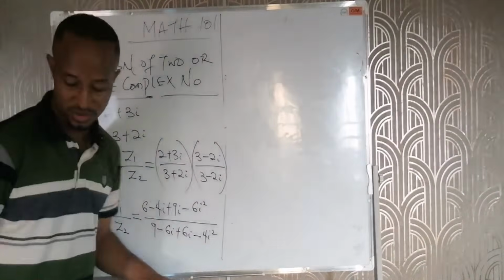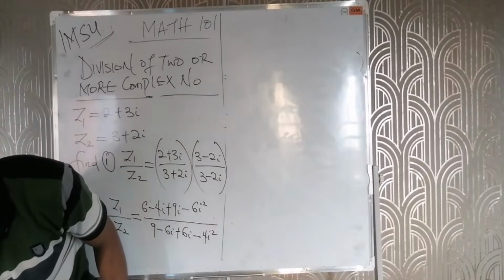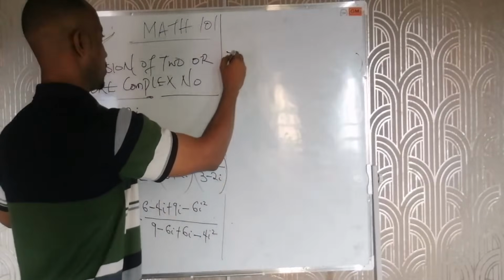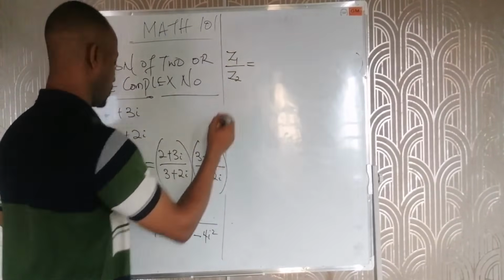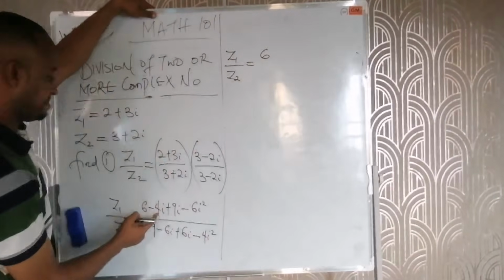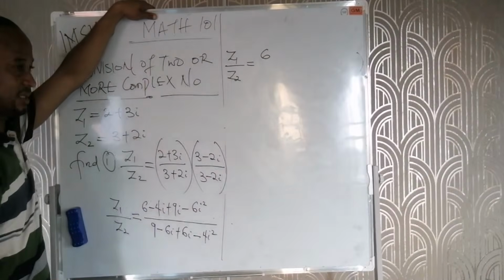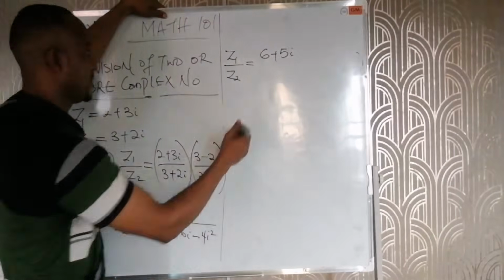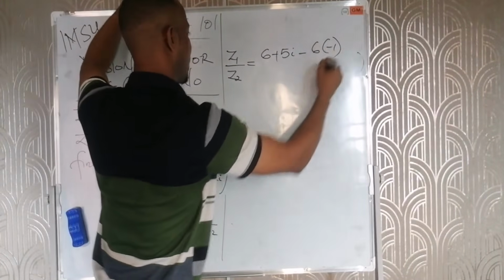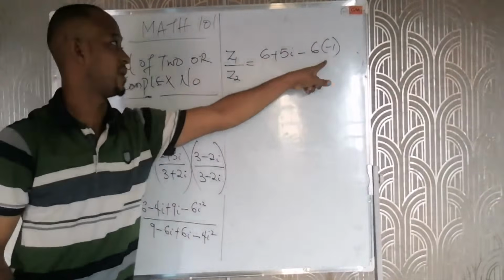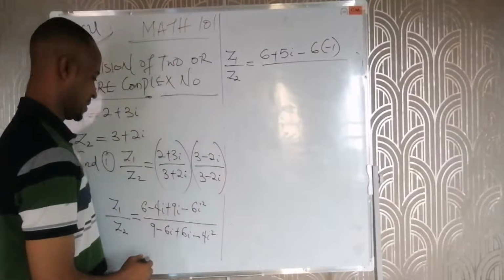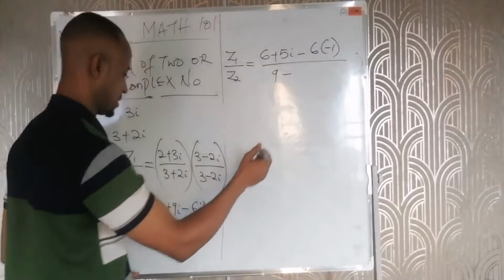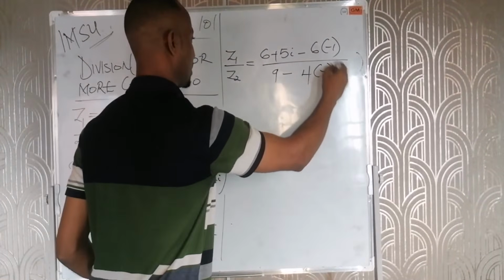All right, so I have to just fix one or two things. Now let's finish up this. So here we have 6, right? Z1 over Z2 equals 6 minus 4i plus 9i. That should give us 5i, right? Plus 5i, then minus 6 times minus 1. Don't forget that i squared represents minus 1. All divided by, minus 6i plus 6i we cancel out. Then we are left with 9 minus 4 times minus 1, right?